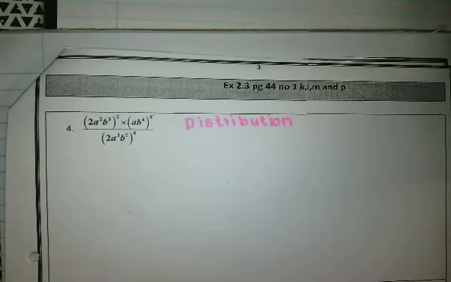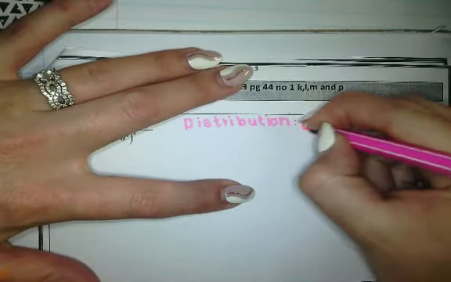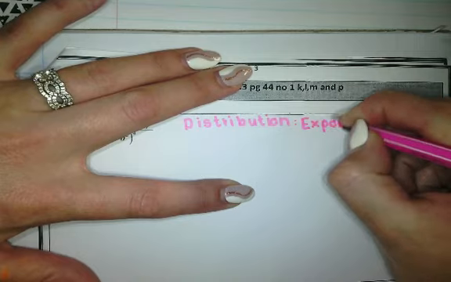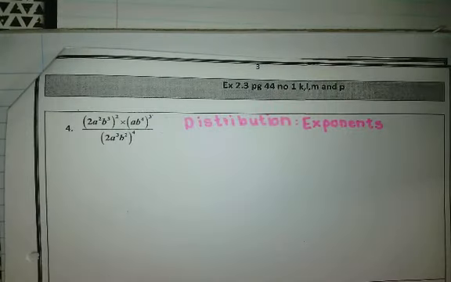Okay, so we're going to start with distribution, but it's not distribution of base numbers. We need to distribute exponents. Now, what I want you to remember here is that when you distribute your exponents, there's one thing you need to be careful of, and that's bases that don't have exponents. Not necessarily don't have exponents, but it's to the power of 1.